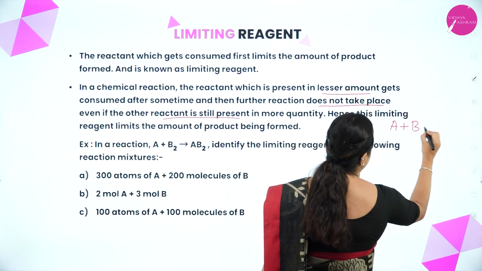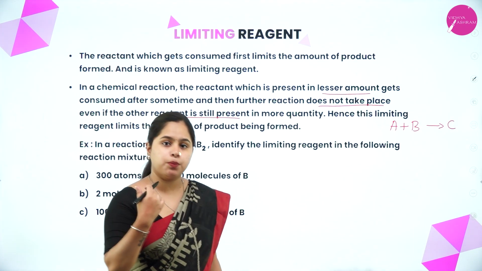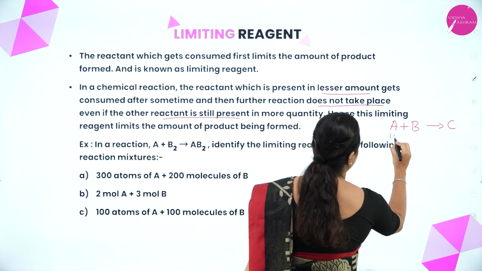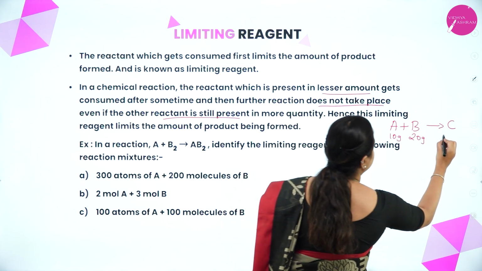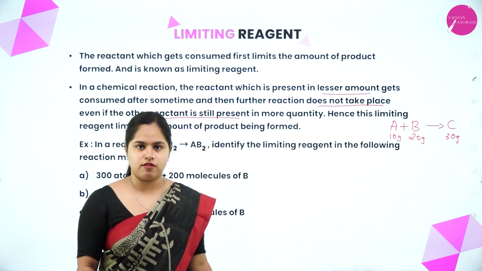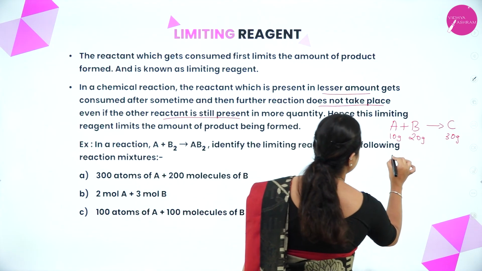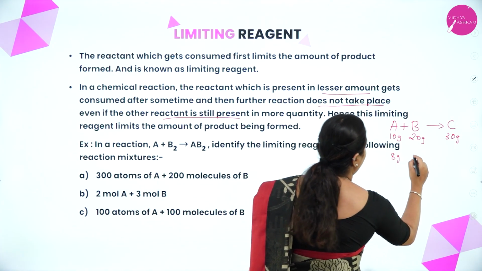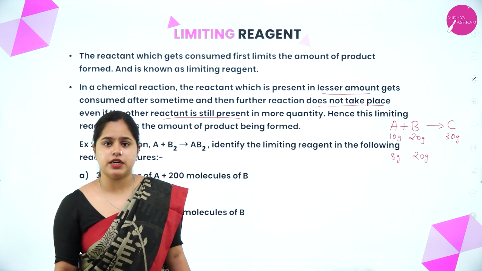These are my reactants and it gives a product C. Okay, so I am supposed to have 10 grams of A and 20 grams of B so that I get, yes, 30 grams of C, right? Yes, this is what I am supposed to have. But what happens is, the chemicals that I have now with me is just 8 grams of A and I have 20 grams of B. So, can you tell me which will be the limiting reagent here?